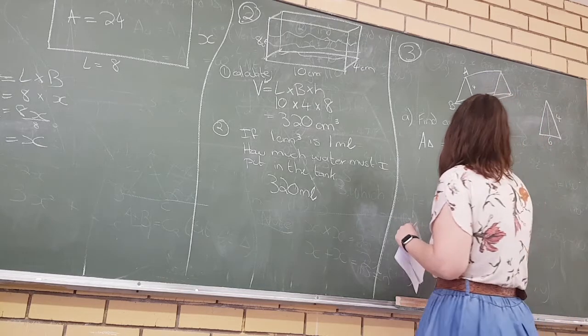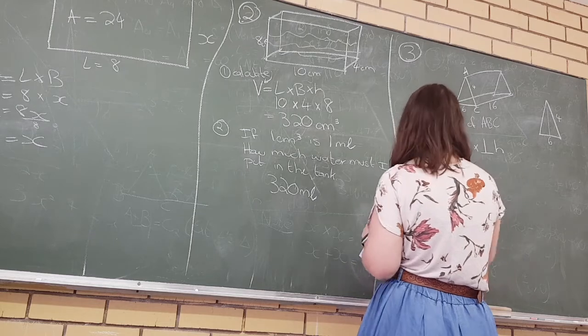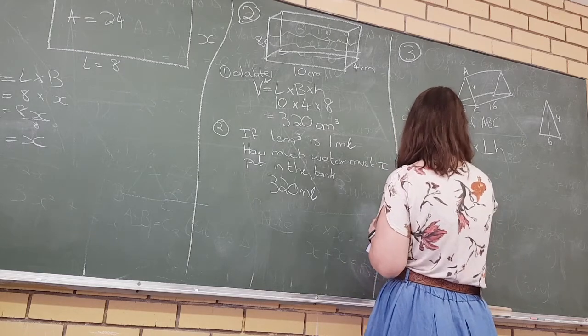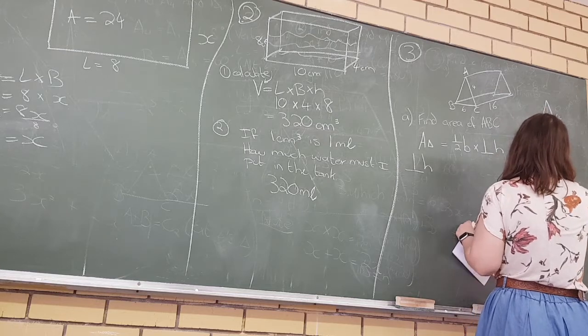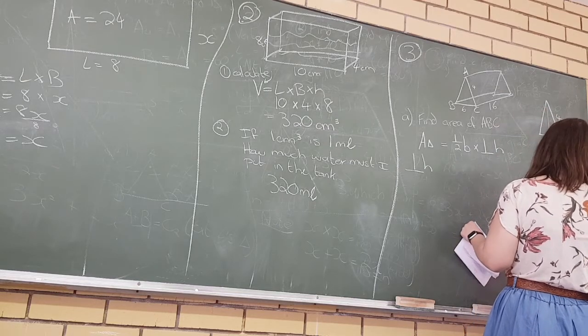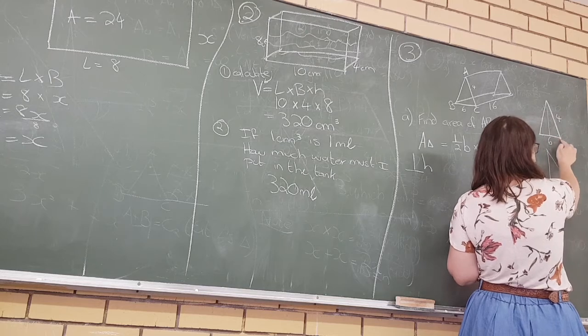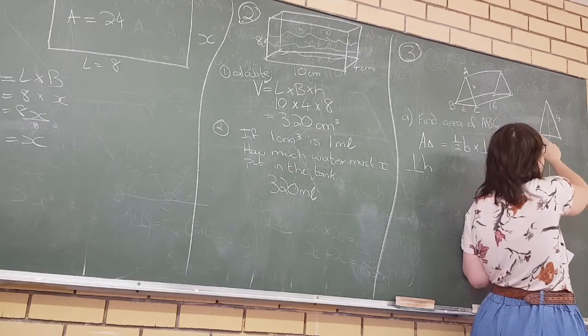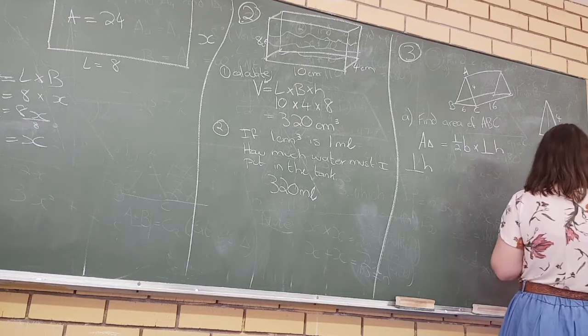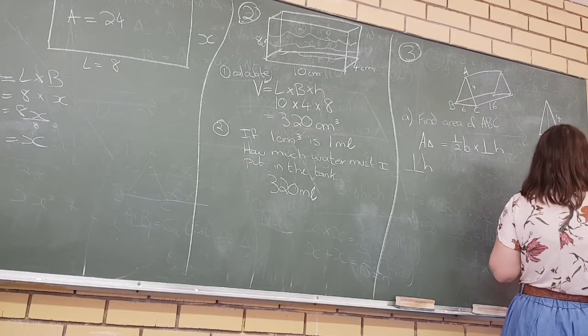Area is half base times height, so first I need to get my perpendicular height. Looking at this triangle, I'm going to redraw it again, this time drawing only half of the triangle. What is this length over here? 3, because it's half of 6. So that's 3, and I've got that as 4.